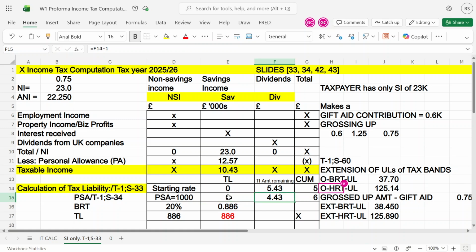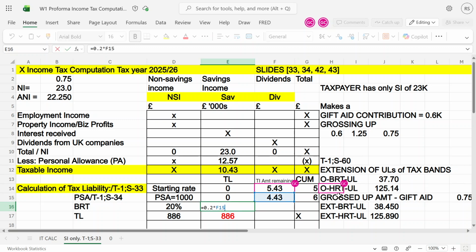Now we can give the answer to your question. This column is showing you the taxable amount remaining. The cumulative amount so far charged to tax is 6K, 5 plus 1. Because the 10.43 is the taxable income you started with, and you have already charged 6K to tax, how much remains? 4.43. And it falls in the basic rate.